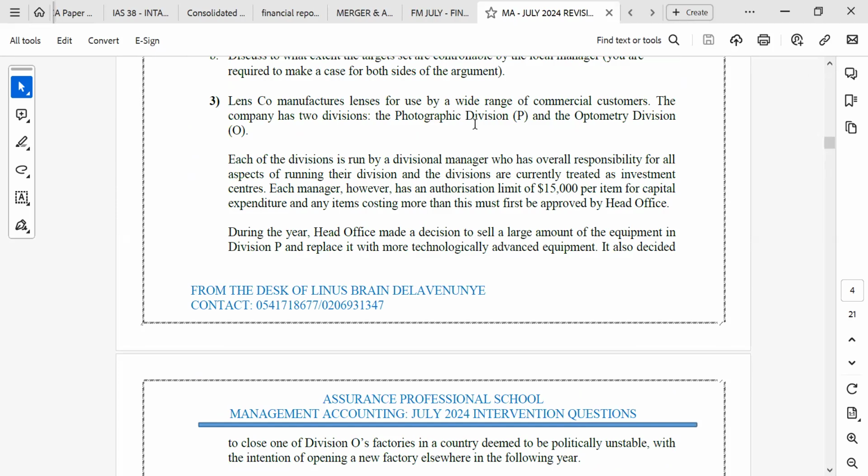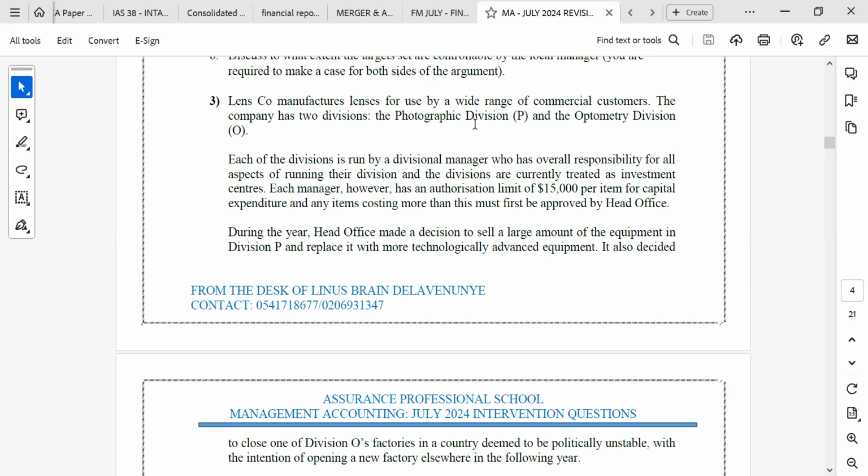An investment center is a profit center that is charged with what? Making their own investment, purchasing their own assets. But for a profit center, you only generate revenue and incur costs. You can't make investment. Okay, but let's come here. The only time that they cannot make investment is where the expenditure limit is above what? The only time they cannot make investment is where it is $15,000.